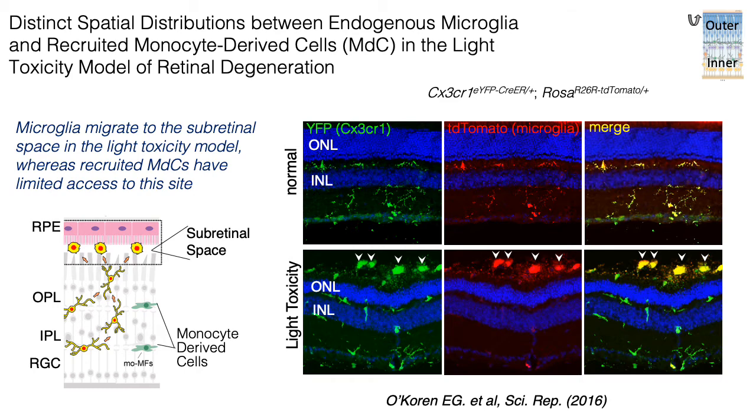So if you look at the top panel, you have YFP CX3CR1 cells, which in normal are mostly microglia, as you can see labeled with tdTomato, both in the inner and outer plexiform layers. By contrast, under light toxicity settings, one can see YFP cells throughout the depths of the retina, including the very outer layers. However, when one looks at the tdTomato lineage traced microglia, they're only found within the subretinal space, whereas the remainder of the YFP cells are throughout the rest of the parenchyma.